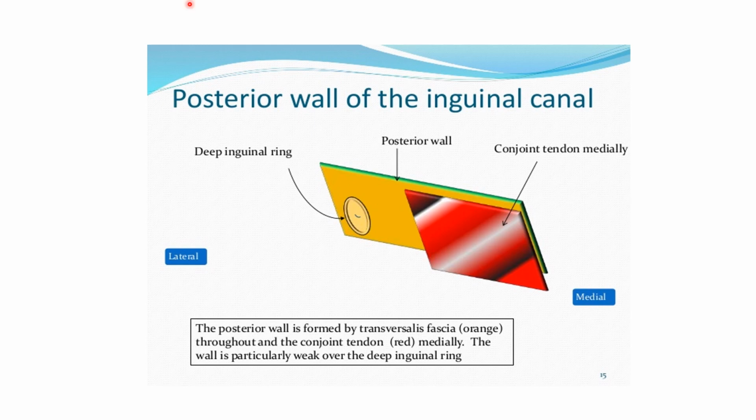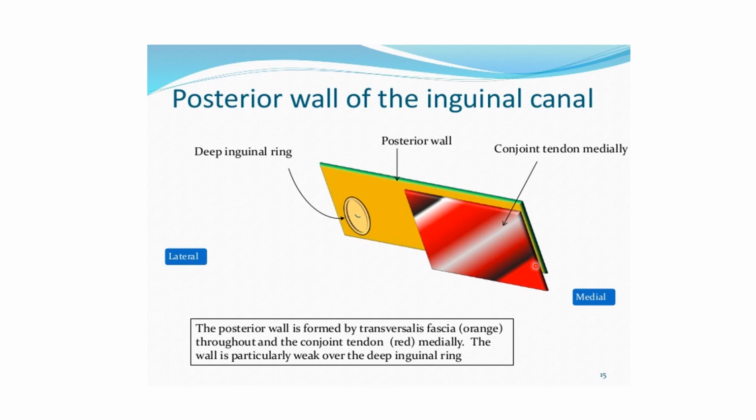So here in this diagram you can see the posterior wall of the inguinal canal. The roof, the floor and the anterior wall have been removed to show you the posterior wall. This is the fascia transversalis in its whole extent, and as I mentioned earlier, this oval opening present in the fascia transversalis will be the deep inguinal ring. Behind that there will be extraperitoneal connective tissue, and further behind that will be parietal peritoneum.